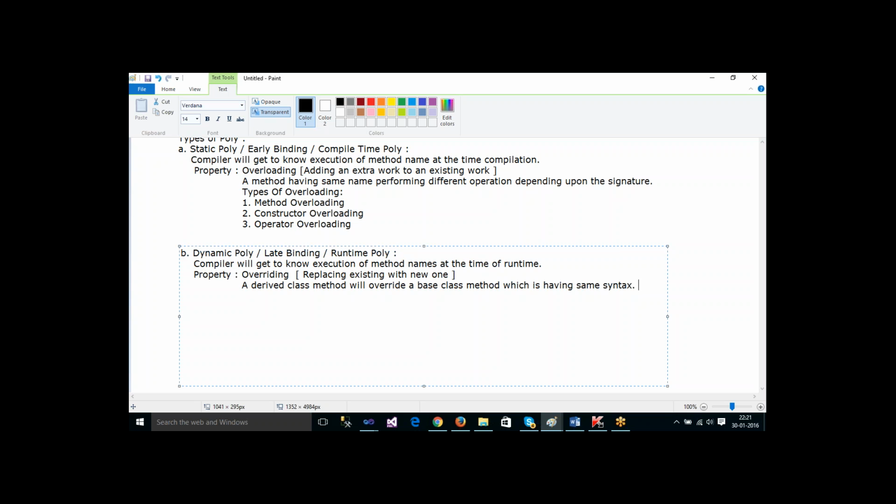I'll give an example, you'll understand with a real example also. Okay. Now, types of overriding. There are two. First, method overriding. Second is hiding or shadowing. Okay. This is regarding OOPS concepts.